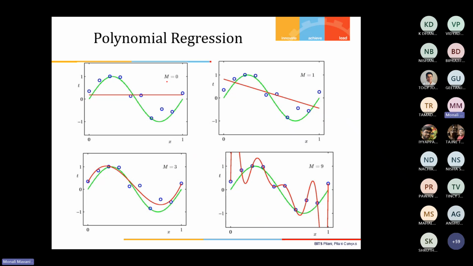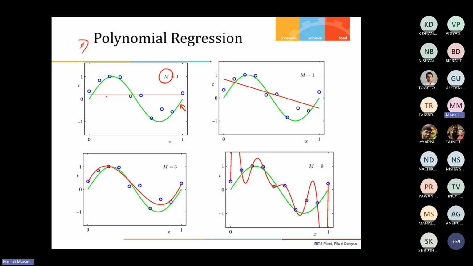Now, the name given to this regression is polynomial regression. We studied linear regression, and now we are studying polynomial regression. What is the effect of this degree? Say it's degree 0. Degree 0 means it's a straight line, and you can see green is the expected curve that we should get.